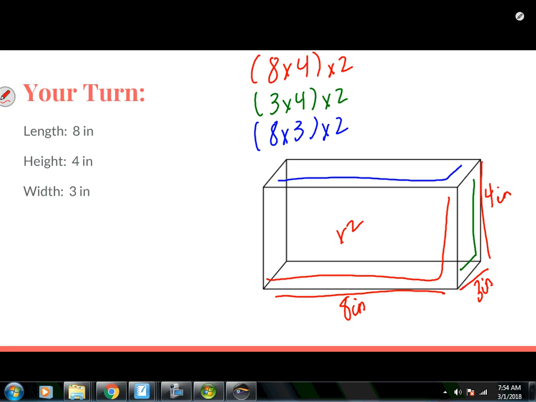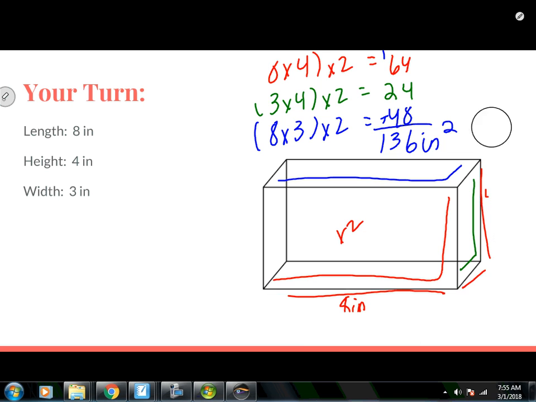8 times 4 times 2 would be 64. 3 times 4 is 12, times 2 is 24. 8 times 3 is 24, times 2 is 48. Add those up together. 8 and 8 is 16, 10, 12, 13, 136 inches squared. Is that what you got? I hope so. We're going to do one more.